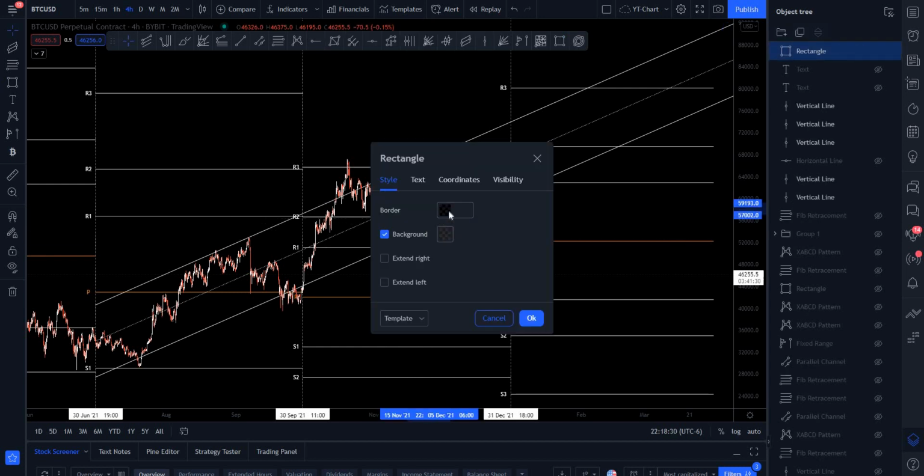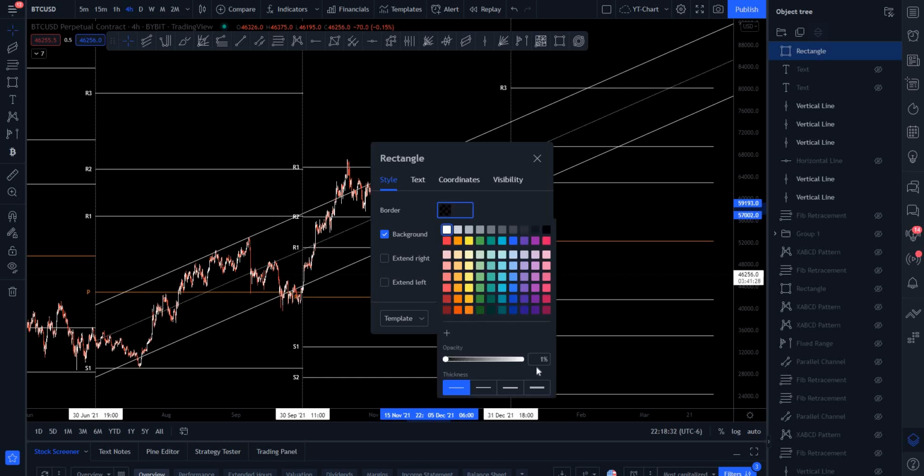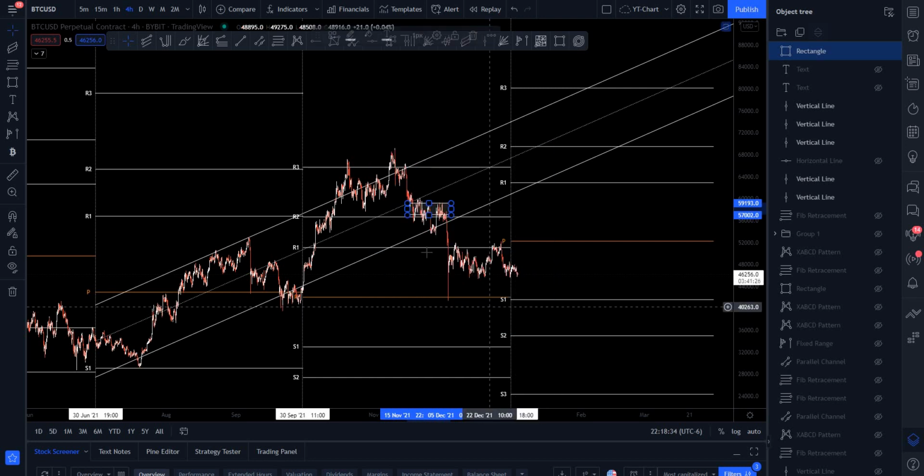Let's go ahead and add a border to this because it's just hard to see. We'll do it like so. That way everybody can see it. There is your box, right?